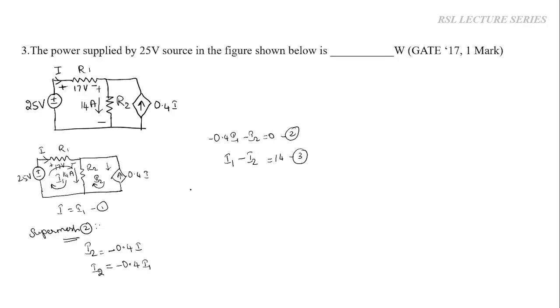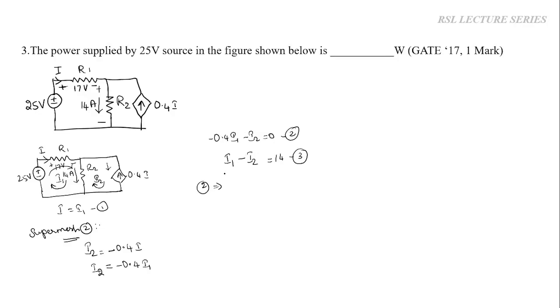Okay. So now we can subtract these two equations so that I2 will get cancelled and we'll get the I1 value directly. So why are we finding out I1? Because I1 is the current flowing through this 25 volt source. So we have to find out the power. Okay. So the power is nothing but V into I. So V value is 25 and so we have to find out this I1 value. Okay. So we'll write the second equation.